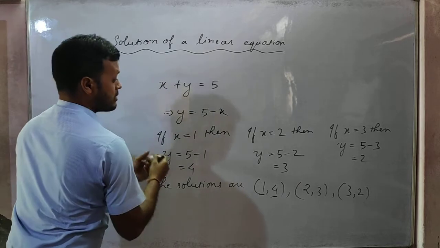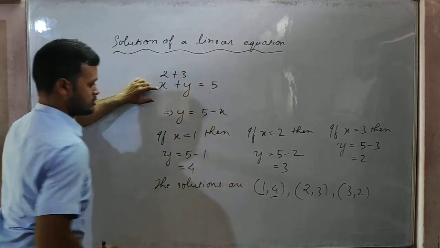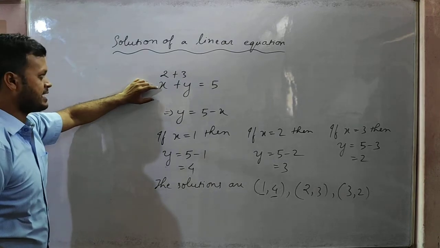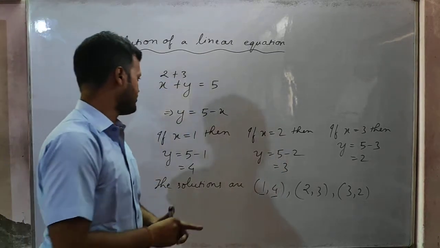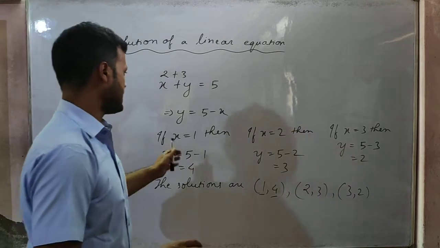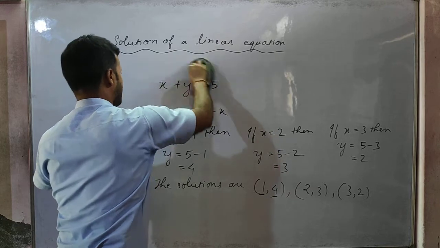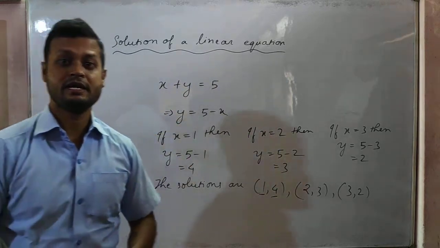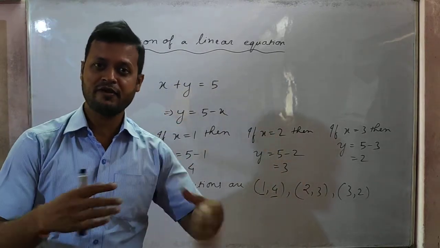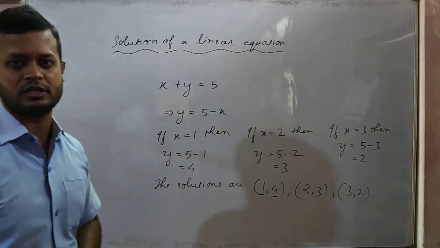And that one also 2. Next step you see, 2 plus 3, again became 5. So for every value of x, you are getting a value of y. Understood? So that means this kind of a linear equation in two variables has infinite number of solutions. Okay, infinite, uncountable, for any linear equation in two variables you consider.